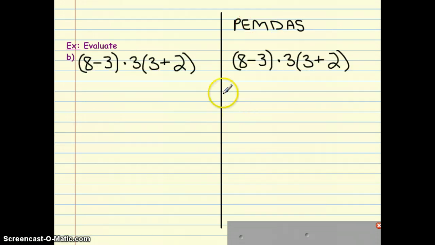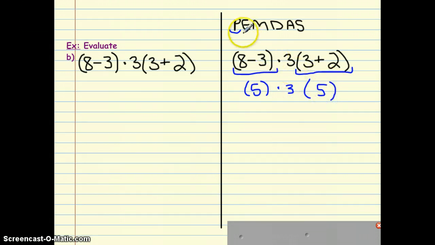In our next example, we are going to start by looking at our parentheses, and we have 2. So we can work left to right with those. 8 minus 3 is 5. And 5 plus 2 is also 5. And they can stay in parentheses after we answer them, but when we do that, you just need to remember that it's multiplication. So that takes care of our parentheses.